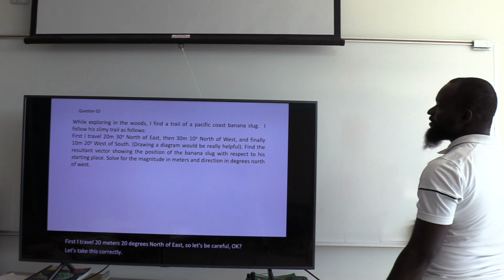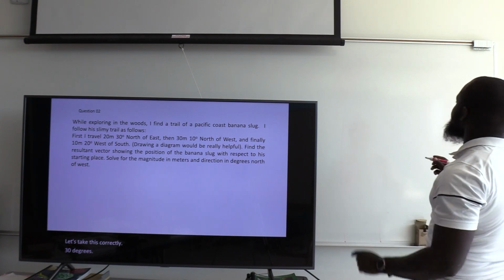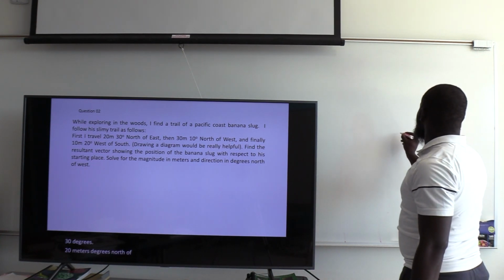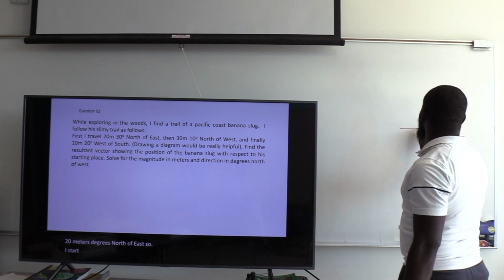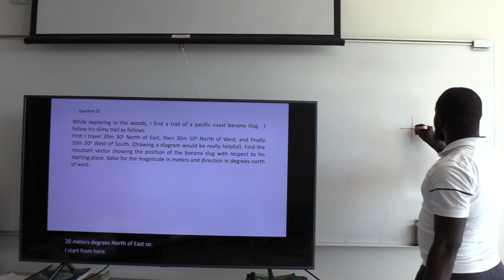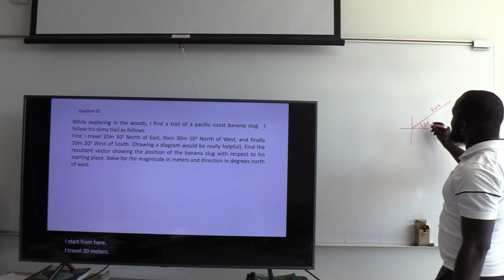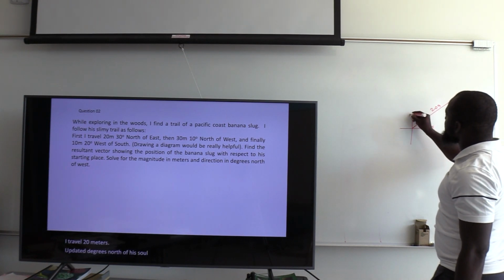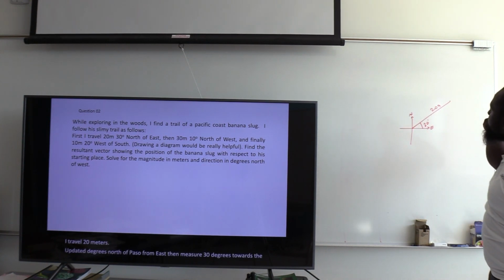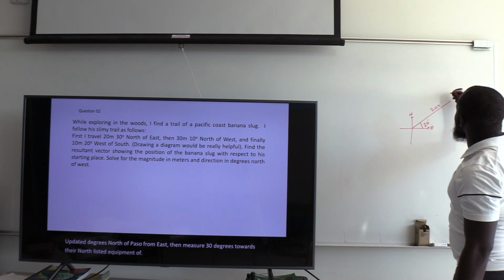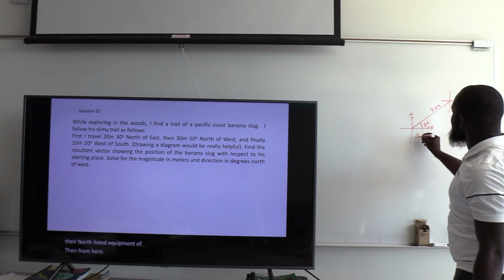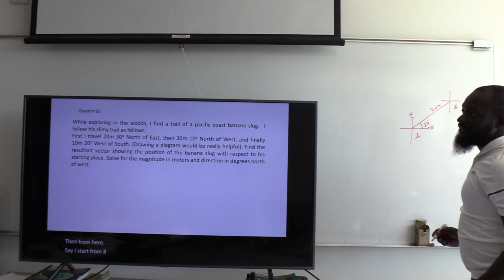30 degrees, 20 meters, 30 degrees north of east. So I start from here. I travel 20 meters at 30 degrees north of east. So from east, I measure 30 degrees towards the north. This is 30 degrees north of east. Then from here, say I start from point A, now I'm at point B.